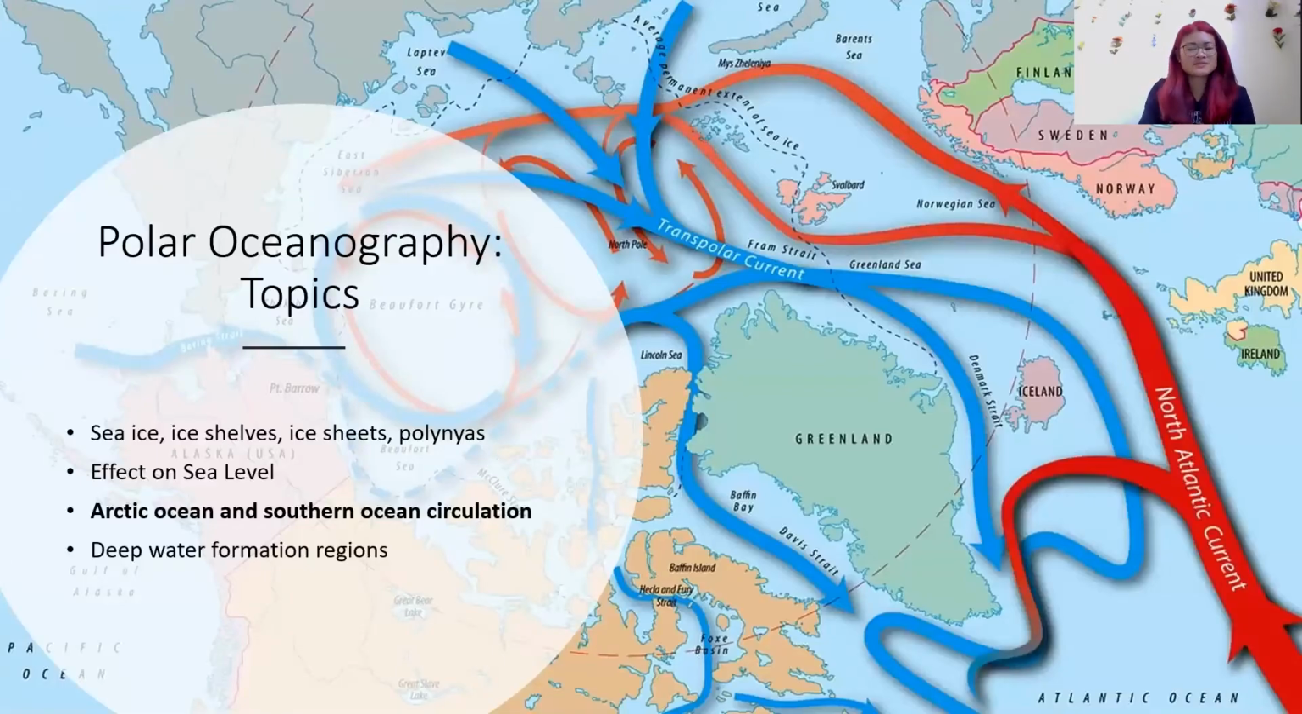All right, next we're going to be talking, in conjunction, about Arctic Ocean and Southern Ocean circulation and deep water formation regions. I'm going to explain a little bit about the currents first, and then we're going to go into deep water, but they're very connected topics.